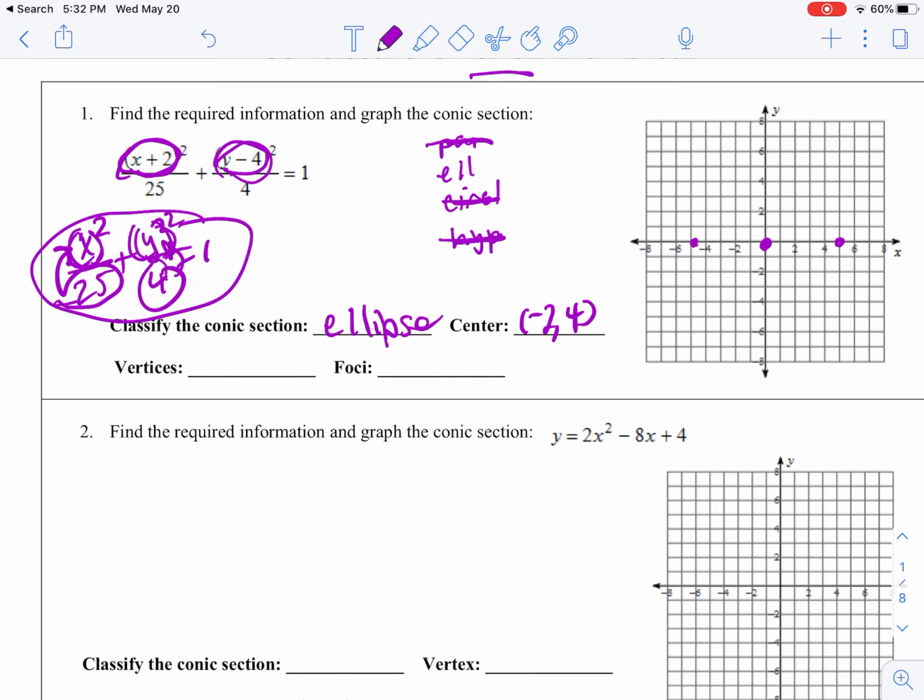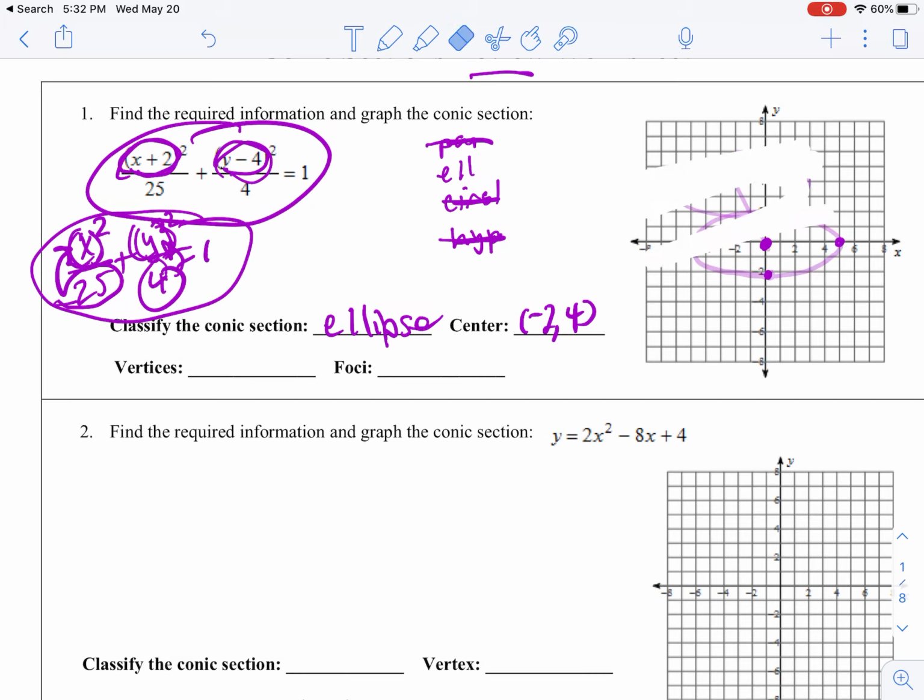On the y, since it's under y, you would count up 2 and down 2, and you would draw your ellipse. Now what's going to happen with the one we do is it's actually going to go back 2 and up 4 before it ever starts its journey.